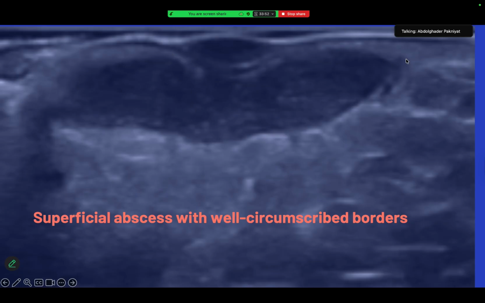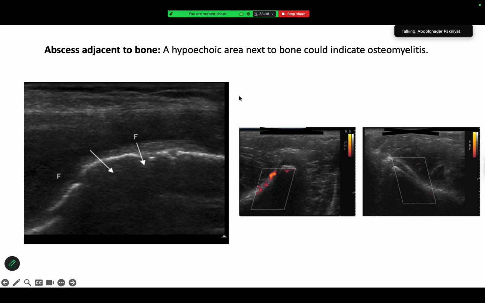If you don't use enough gel or a standoff pad, you may miss these abscesses. That's why we prefer to use more gel in soft tissue ultrasound. Another application of ultrasound is sometimes finding some findings in support of osteomyelitis. So if you find an abscess or fluid accumulation just over the bones, it could be indicative of osteomyelitis.